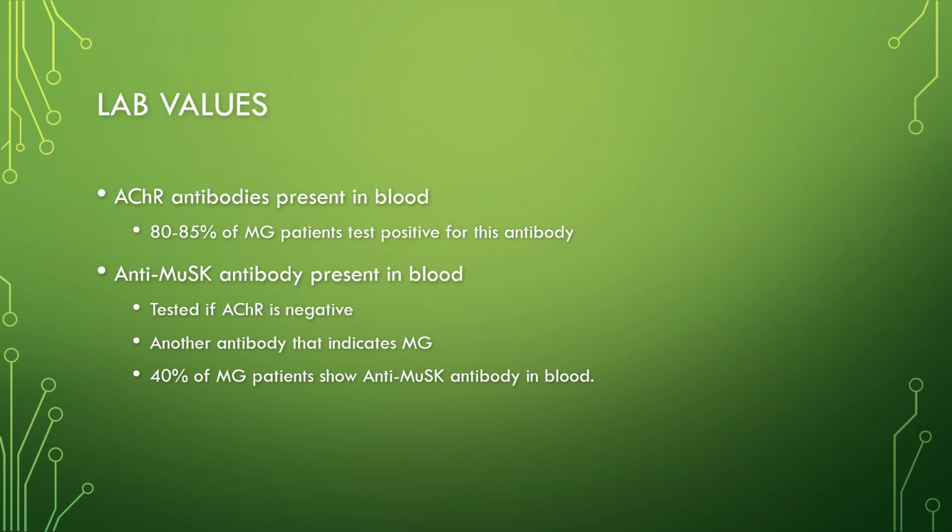The most important lab values you're concerned with for a patient with MG is acetylcholine receptor antibodies that would be present in the blood. This can pretty much guarantee that the patient has MG. 80 to 85% test positive when they have MG. Another antibody you can look for if acetylcholine receptor antibodies are not present is an anti-MuSK antibody. 40% of MG patients test positive for this antibody.